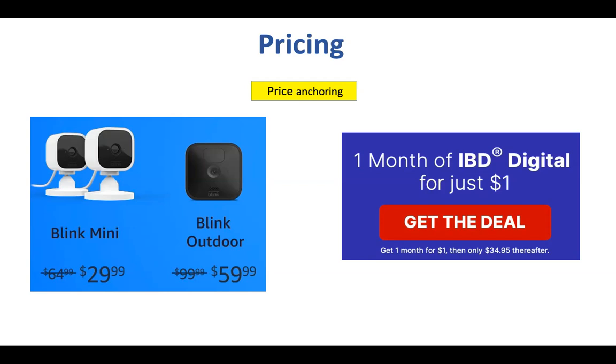The example on the right is similar, but not quite the same. Here, your mind is focused or anchored on the $1. And so you get all excited about the $1, and your brain doesn't really pay as much attention to the $34.95, which is in the fine print down at the bottom. So using two numbers together, whether it be tiered pricing or something like this with markdowns, can be very persuasive as you explore pricing options.